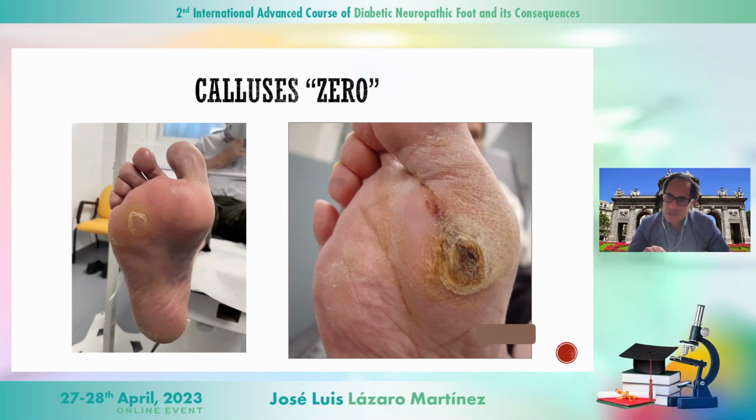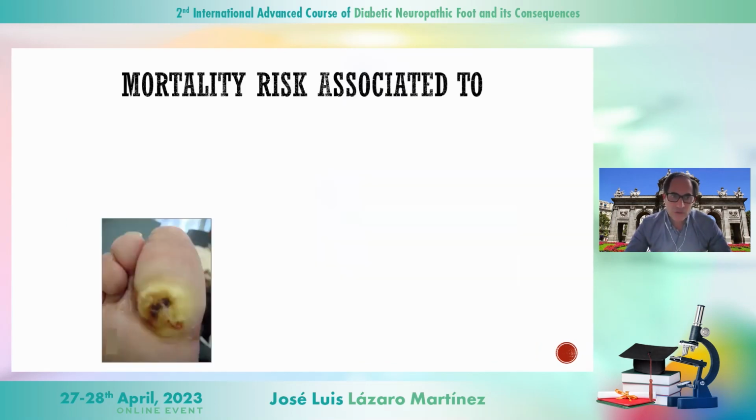After the callus, this is a hemorrhagic hyperkeratosis, and after this hemorrhagic hyperkeratosis, this is the formation of the developed ulceration. So if you see this patient and this patient has neuropathy, it is a question of time to develop an ulcer. So please take a look at the foot of the patient.